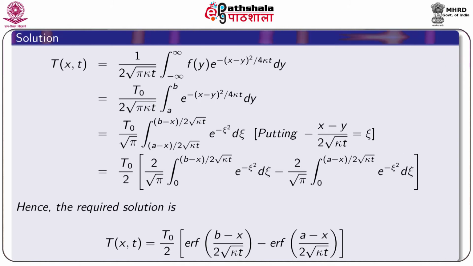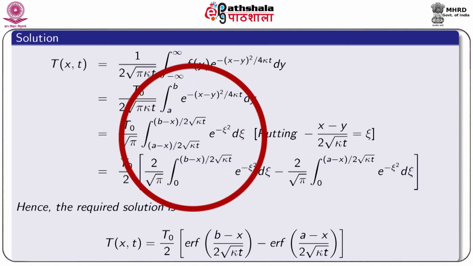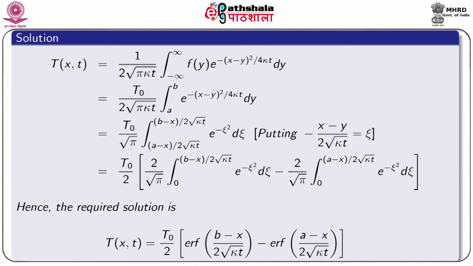Now, we substitute minus (x minus y) by 2 square root kappa t equal to xi. So, we are transforming the variable from y to xi. In terms of the variable xi, the integral becomes this, which is written here, and the corresponding limits also change. Now, this integral can be broken in this way.